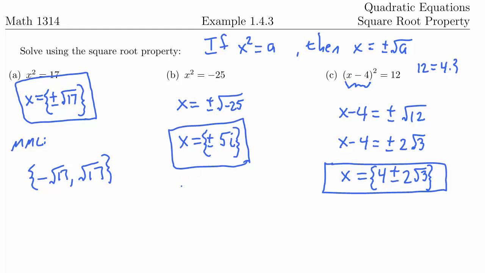Same thing here. You would have a negative 5i and a positive 5i. Same thing here. This would be 4 minus 2 square root of 3 and 4 plus 2 square root of 3. Just a bit of a helpful hint for MyMathLab.